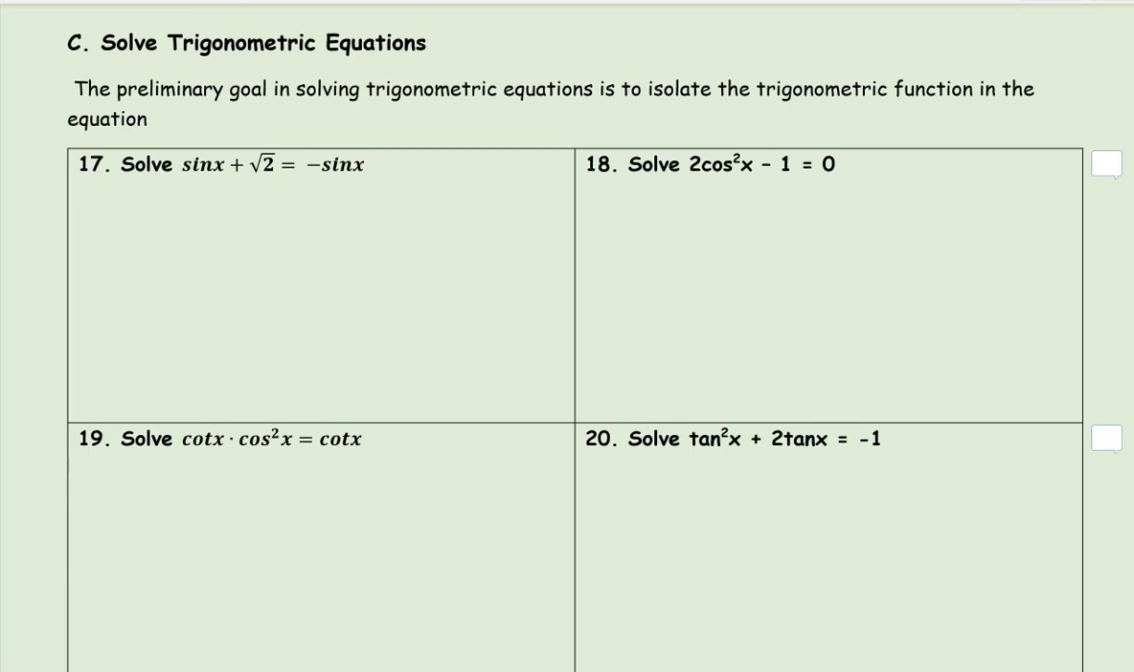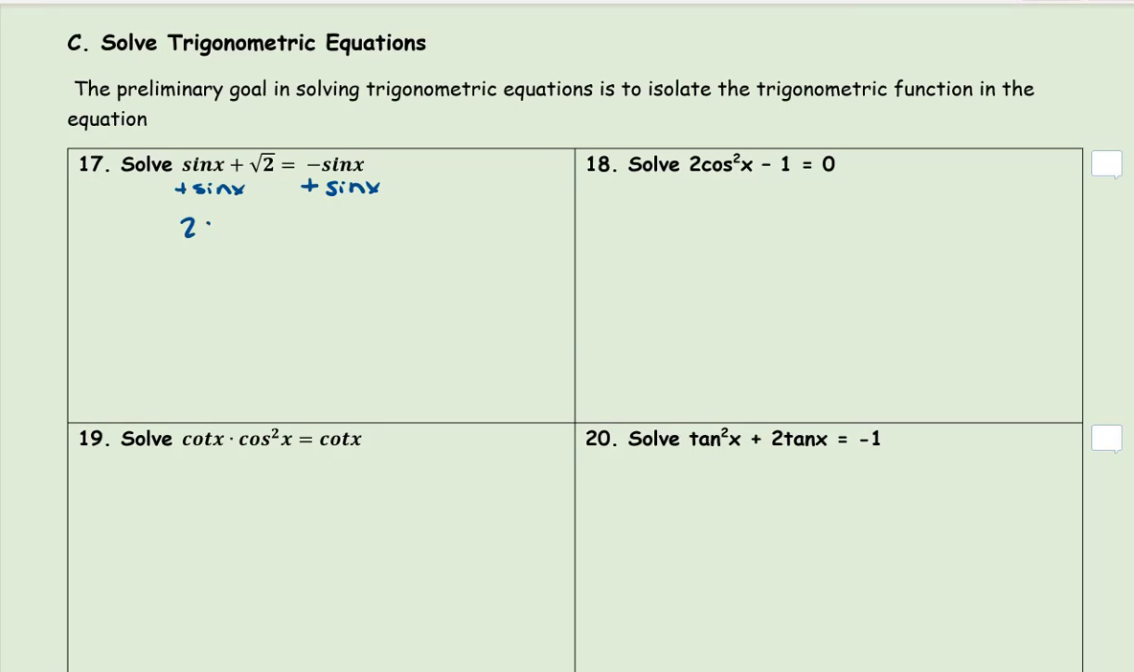So we're going to jump right into number 17. We're going to solve sine of x plus square root of 2 is equal to negative sine of x. Now we're solving an equation here, so now we can actually go over that equal sign. So what I'm going to do is get all of the trig functions on one side of the equation. To do that, I'm going to add sine of x to both sides here.